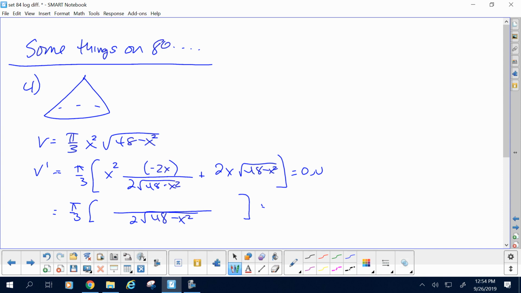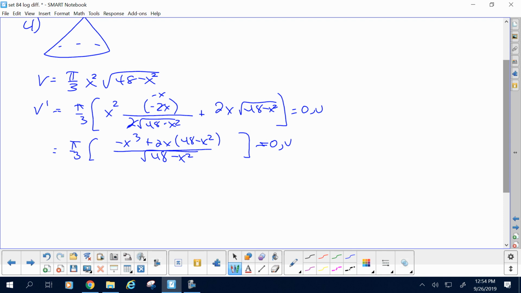The rest of it then, do you mind if I just dump the 2? Okay, cool. All right. So the rest of it then is negative x cubed, and when I multiply this through by the common denominator, I get 2x times the quantity 48 minus x squared. Stop me if you disagree. Are you with me? Okay. I feel like that was not too hard. Now if you said I don't have enough room, okay, you got me. Probably should have given me a little more room. All right. When I finally take this all out, I get 96x minus 3x cubed. Do you agree with that?